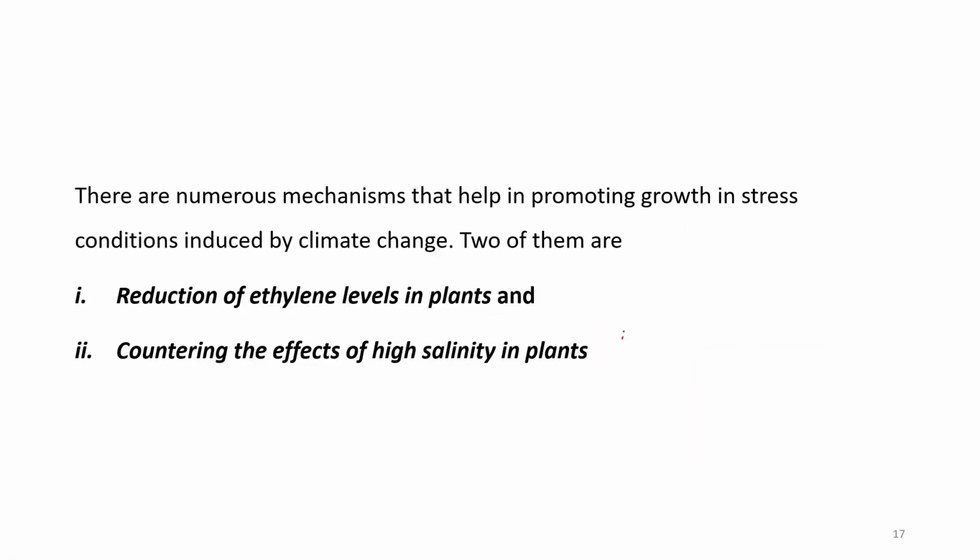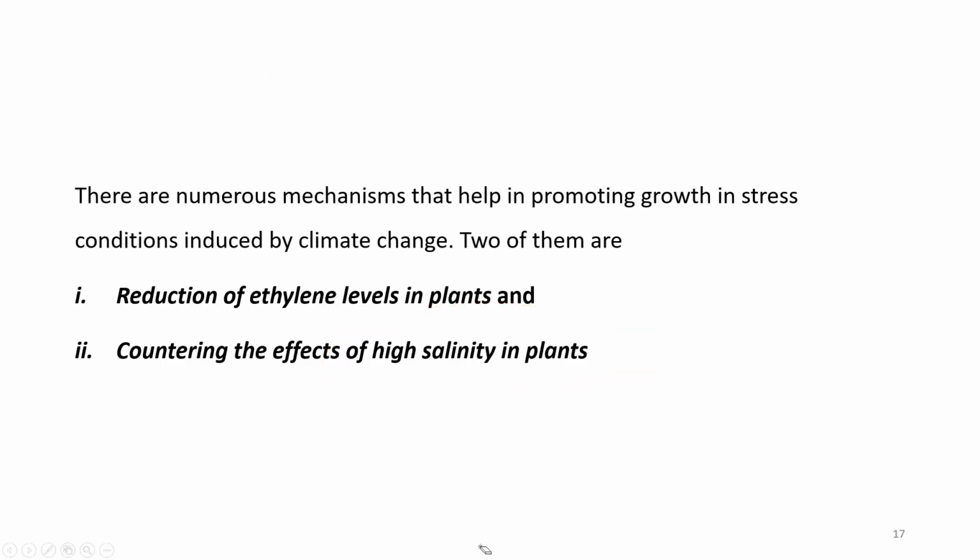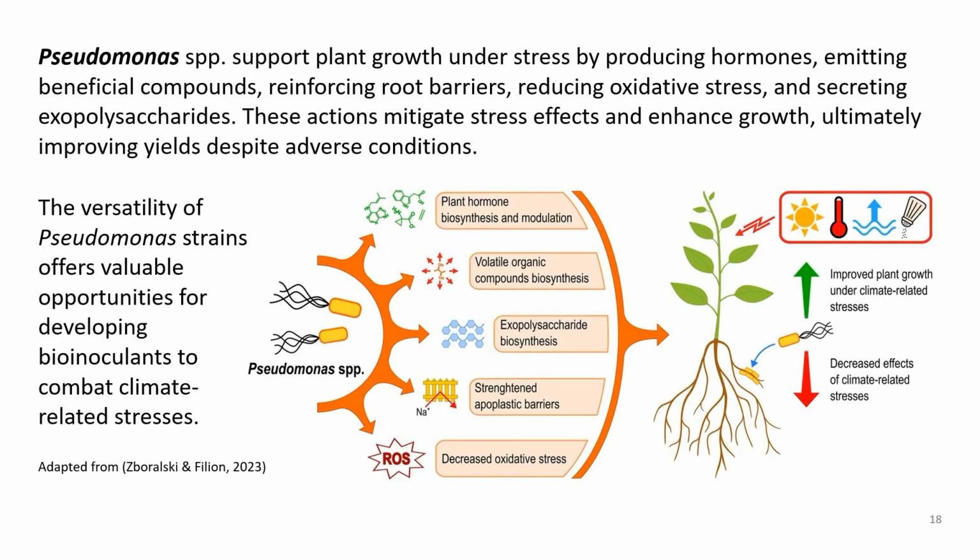So, we know that high salinity causes ionic stress leading to oxidative stress, and we will try to discuss how these help. Pseudomonas species support plant growth under stress by producing hormones, emitting beneficial compounds, reinforcing root barriers, reducing oxidative stress, and secreting exopolysaccharides. These actions mitigate stress effects and enhance growth, ultimately improving yields despite adverse conditions.